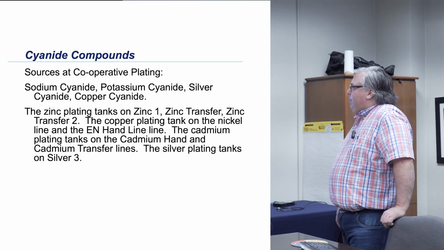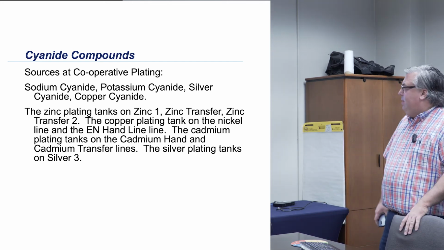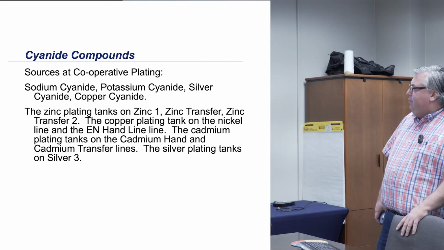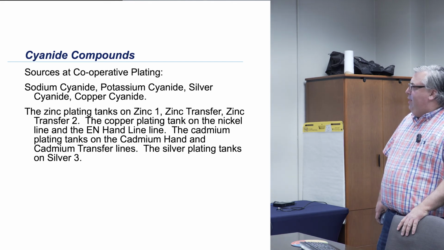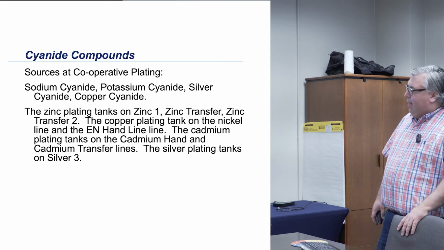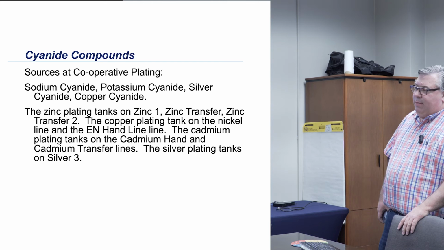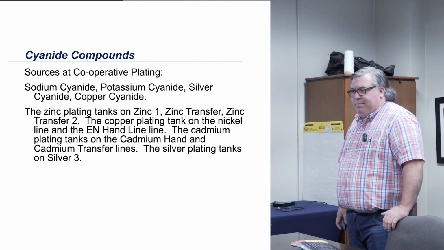So, sources at Cooperative Plating, we sort of listed them in the description: sodium cyanide, potassium cyanide, silver cyanide, copper cyanide. The zinc plating tanks, most of them are cyanide-based tanks. The copper plating tank on the nickel line and on the Ian Hand line, both cadmium tanks, and the silver plating tank all contain cyanide.